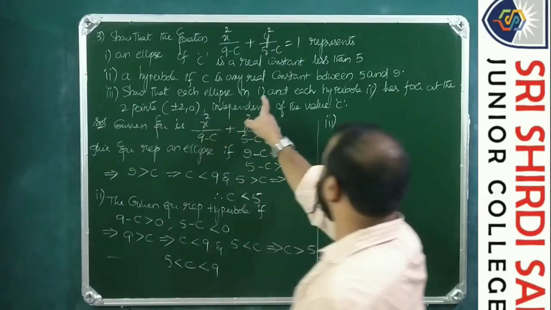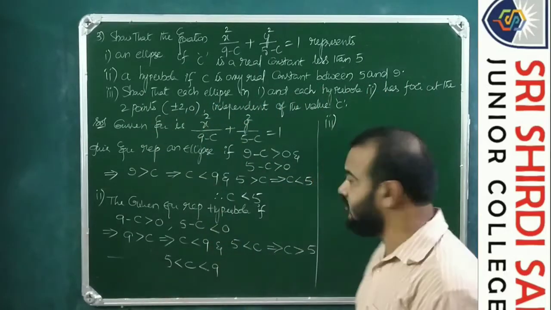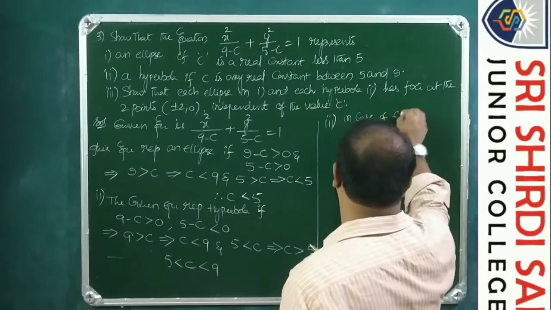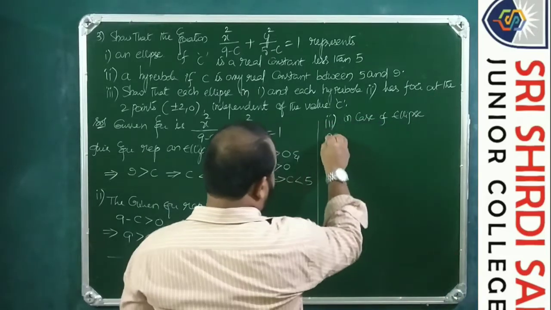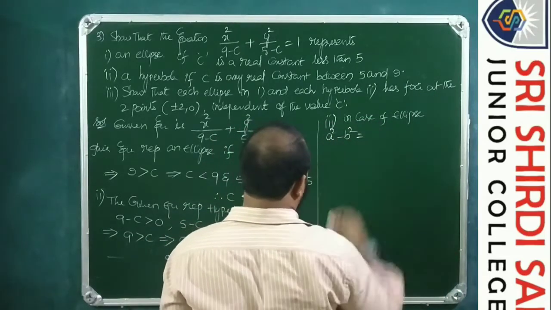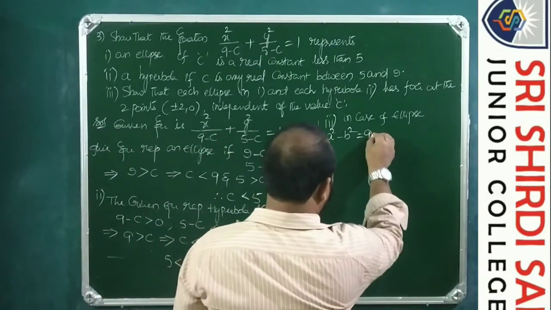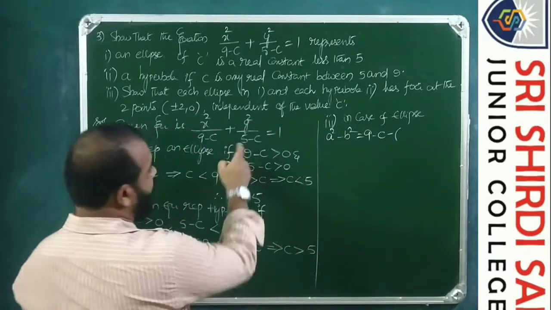Show that each ellipse in 1 and each hyperbola in 2 has foci at 2 points. So in case of ellipse, that is the first case, a square minus b square is equals to, what is a square here? 9 minus c, minus, what is b square? 5 minus c.